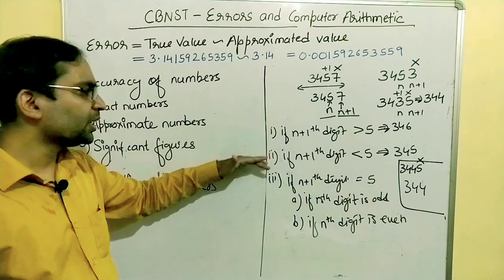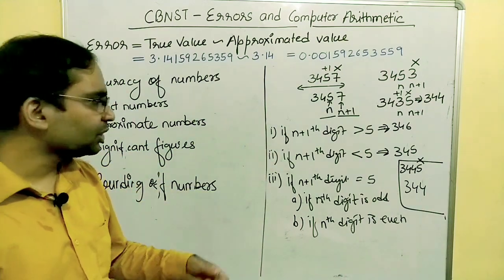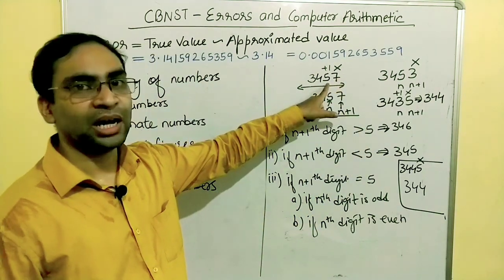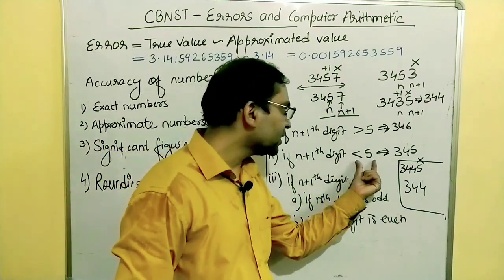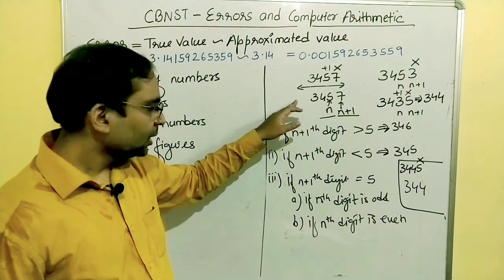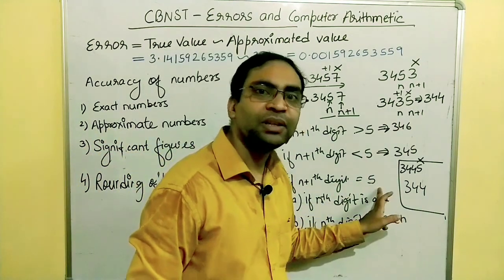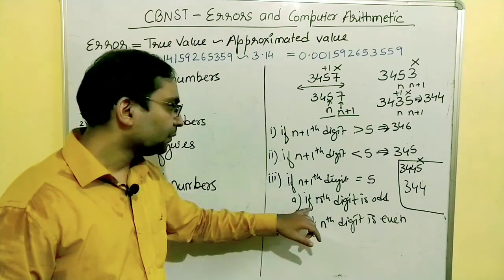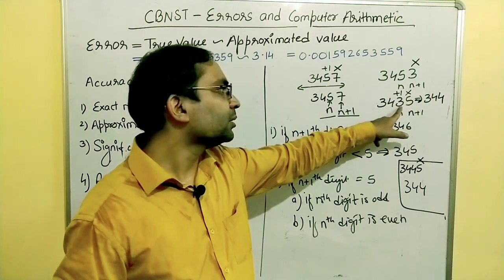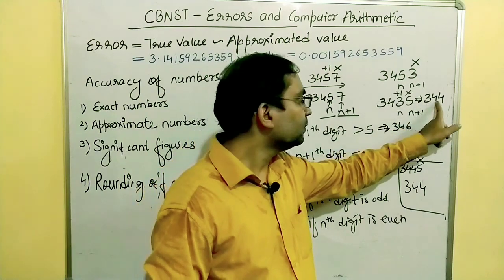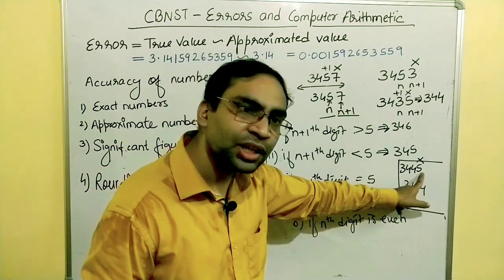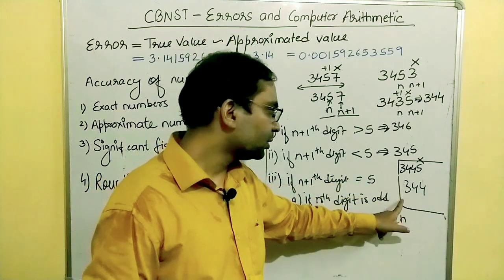So these are the three most basic cases of rounding off. Let's have a quick revision. If the n plus 1th digit is greater than 5, then we eliminate the digit and we increment the nth digit by 1. Second, if the n plus 1th digit is less than 5, then we eliminate the n plus 1th digit and we'll keep the rest as it is. Third case, if the n plus 1th digit is 5, then we have two sub cases based on the nth digit. If the nth digit is odd, then what we used to do, we eliminate the n plus 1th digit and we increment the nth digit by 1. So now this will become 3, 4, 4. And if the nth digit is even, then we eliminate the n plus 1th digit and we keep the rest as it is. So this will become 3, 4, 4.